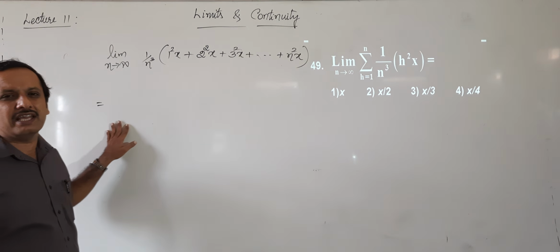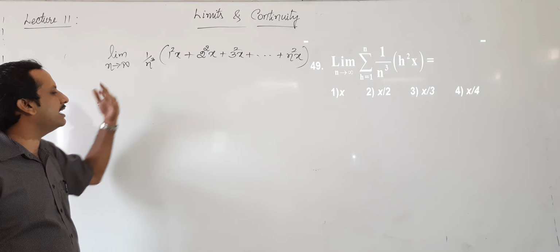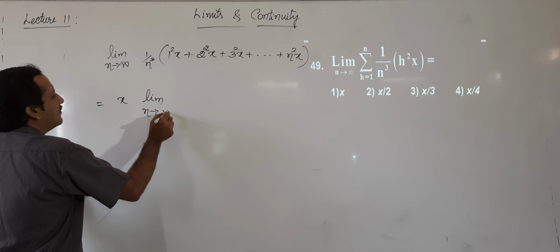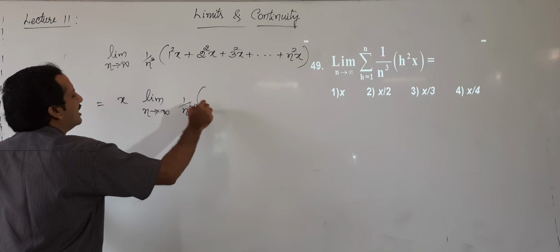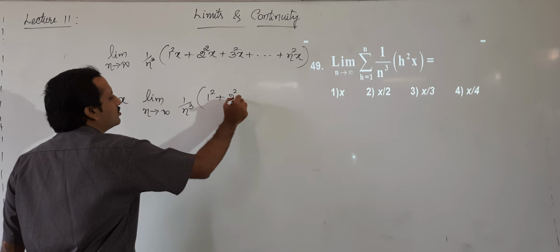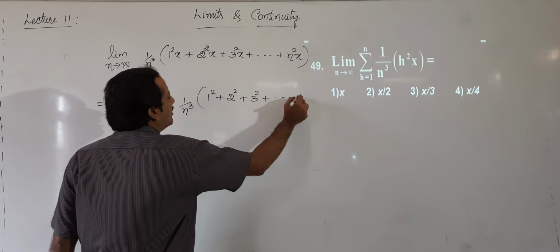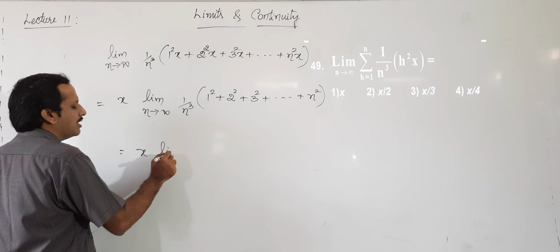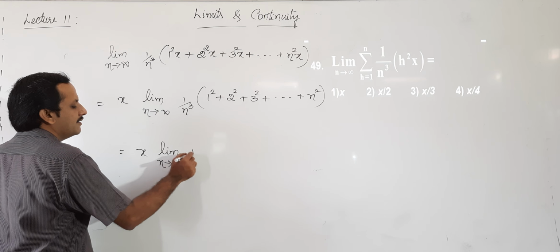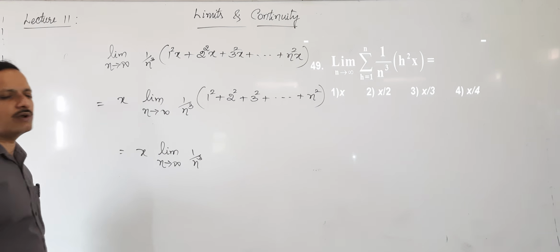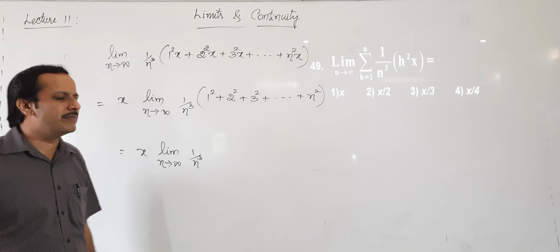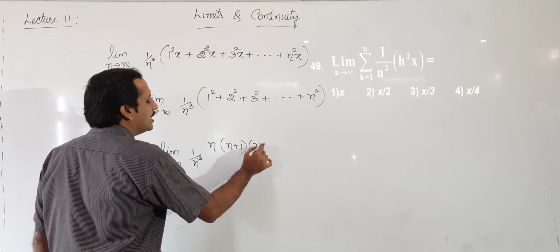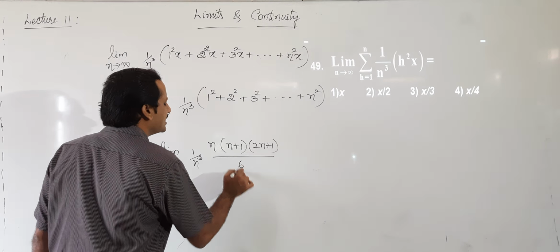Here n is the variable and not x, therefore x can be taken outside this. So x into limit n tends to infinity 1 by n cube into 1 square plus 2 square plus 3 square up to n square. You know the formula, 1 square, 2 square, 3 square up to n square. That sum is equal to n into n plus 1 into 2n plus 1 divided by 6.